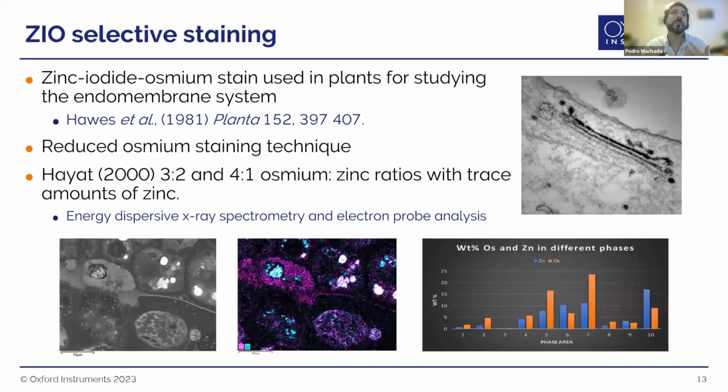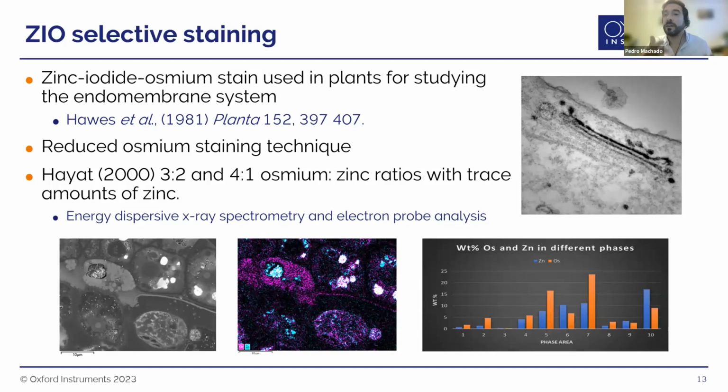Here we tried the same approach of doing EDS and looking at how osmium and zinc were reacting with each other and reacting with the sample. The first thing we can appreciate is that there are many different phases of staining in the cells that generate contrast in different ways.